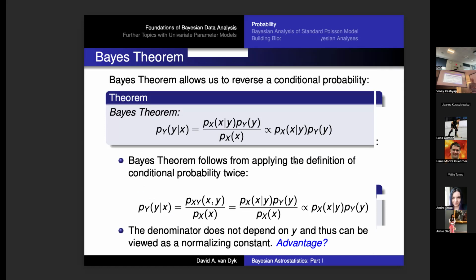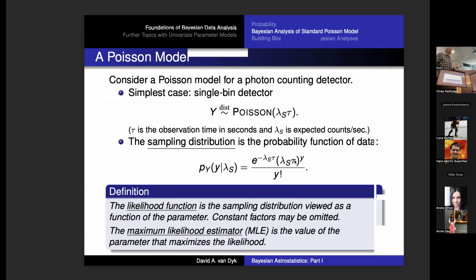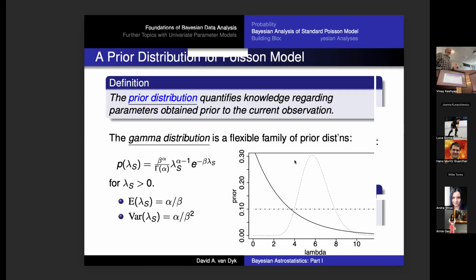This is my probability of the parameter not given anything else. So we call that thing in Bayesian analysis the prior distribution. The marginal distribution, the distribution of the parameter before conditioning on the data. It quantifies knowledge regarding parameters obtained prior to the current observation. Now, it could be real knowledge, but I mean, quantifiable knowledge.